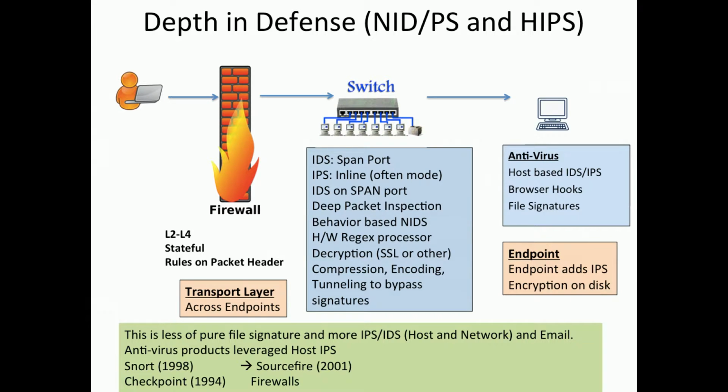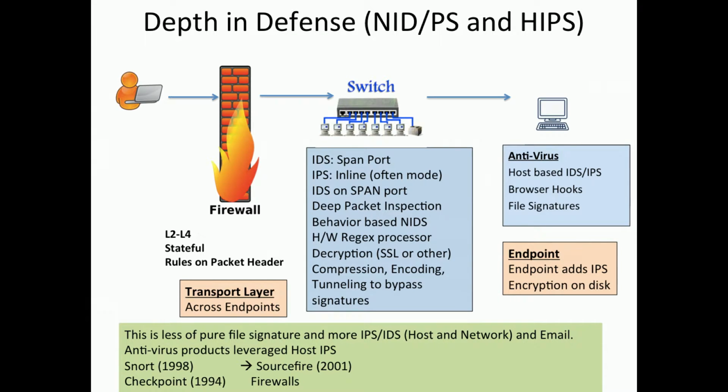So the result at this point is defense in depth: network intrusion detection, intrusion prevention system, as well as host. Let's walk through. The firewall looks at the packets. Then you've got the switch, and if it's on a span port, you've got intrusion detection. You're doing deep packet inspection, a Snort kind of thing. Much of this is hardware regex processors. It's regex processing very fast.